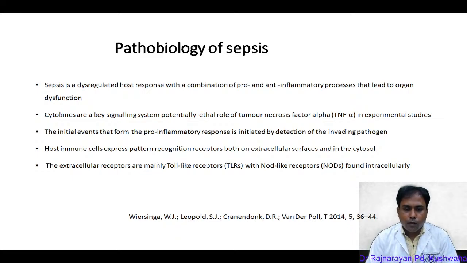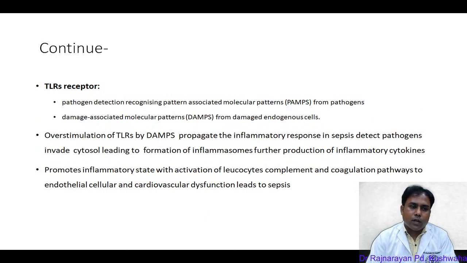When any pathogen enters the body, our host immune cells express pattern recognition receptors both on the extracellular surface and in the cytosol. The extracellular receptors are mainly toll-like receptors, with NOD-like receptors found intracellularly. These receptors recognize pathogen-associated molecular patterns, that is PAMPs, which come from pathogens, and damage-associated molecular patterns, that is DAMPs, which come from damaged endogenous cells.